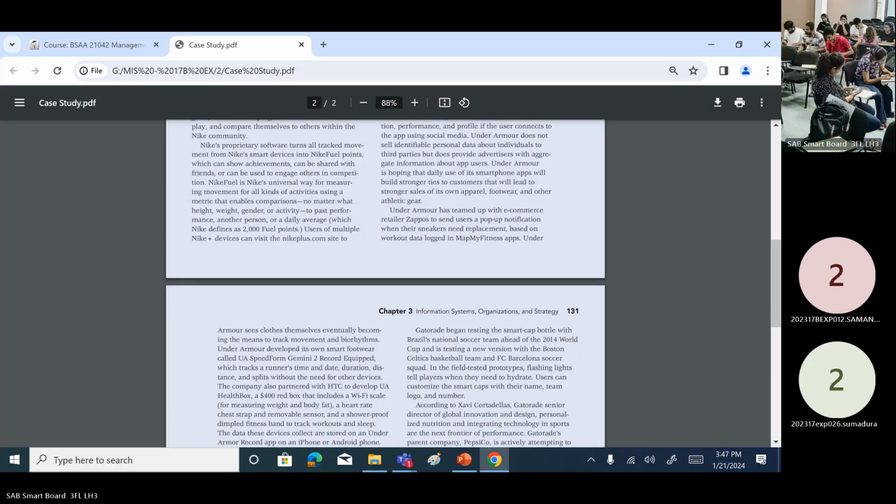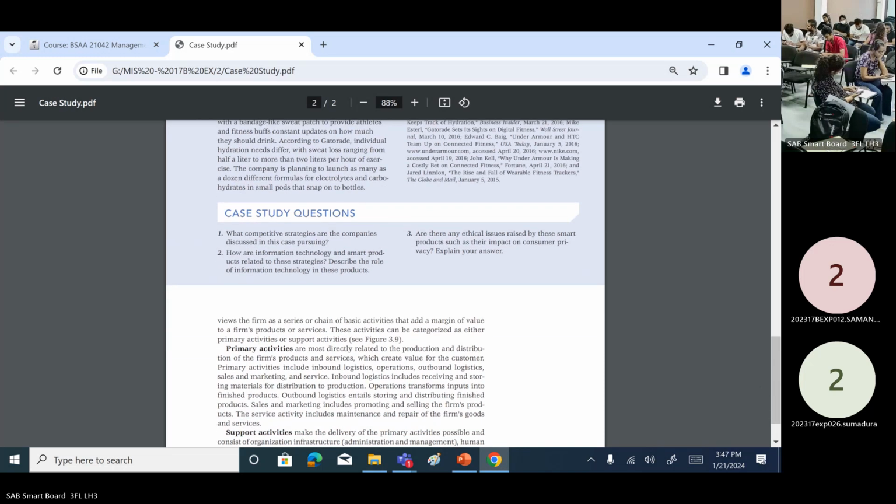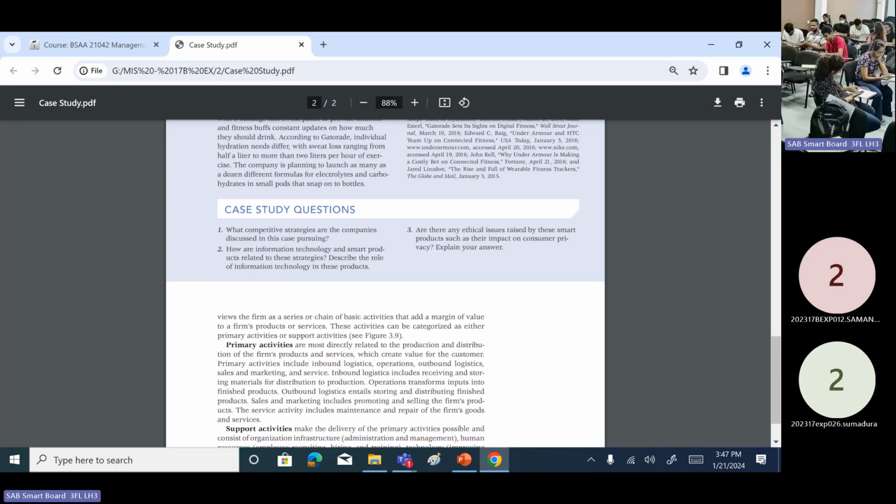Tell us about the first one. Competitive strategies have been discussed in this case. We talked about 5 competitive strategies and additionally 4. What strategies have been discussed here? Innovation. Yes, innovation.